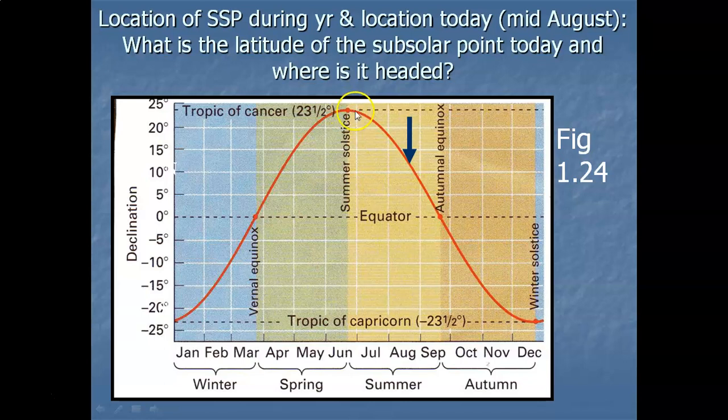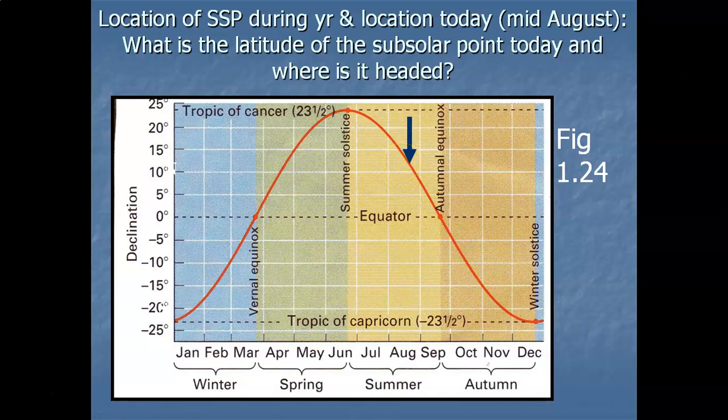And during the months of summer, the subsolar point is moving southward back towards the equator. And remember I said, kind of want to mark where we are, in middle August. And from this diagram, we can actually know exactly, where is the subsolar point in mid-August today?